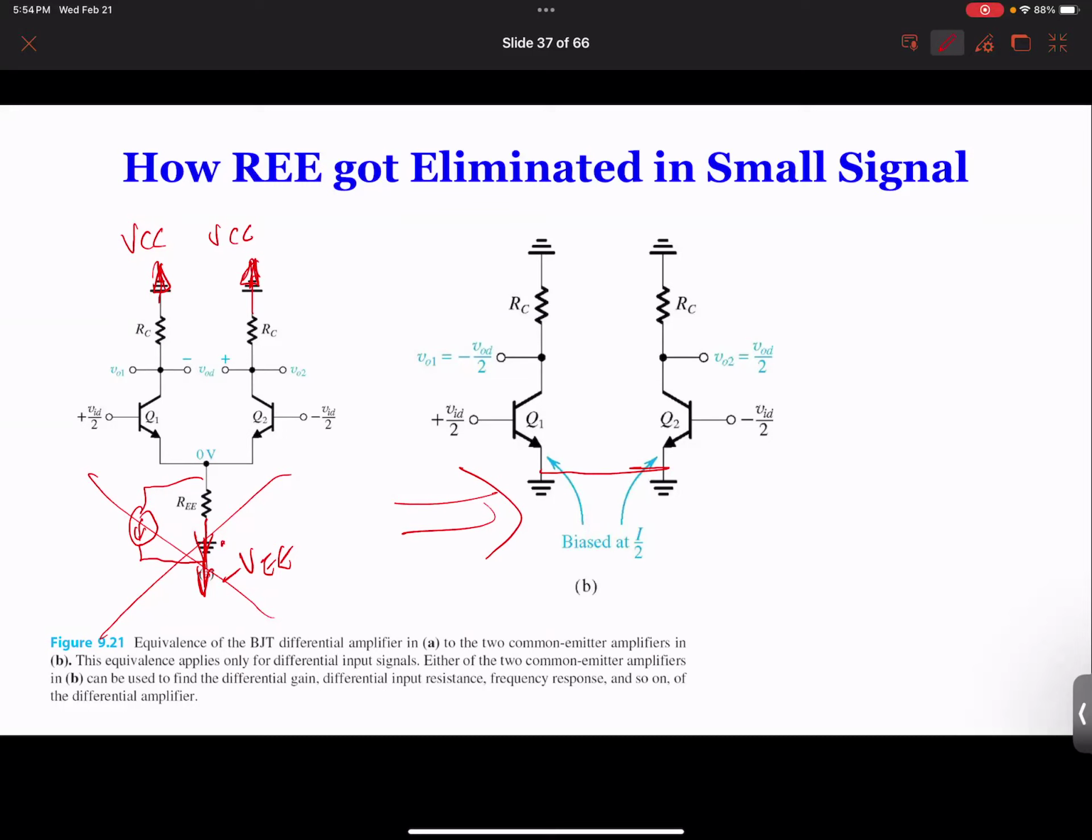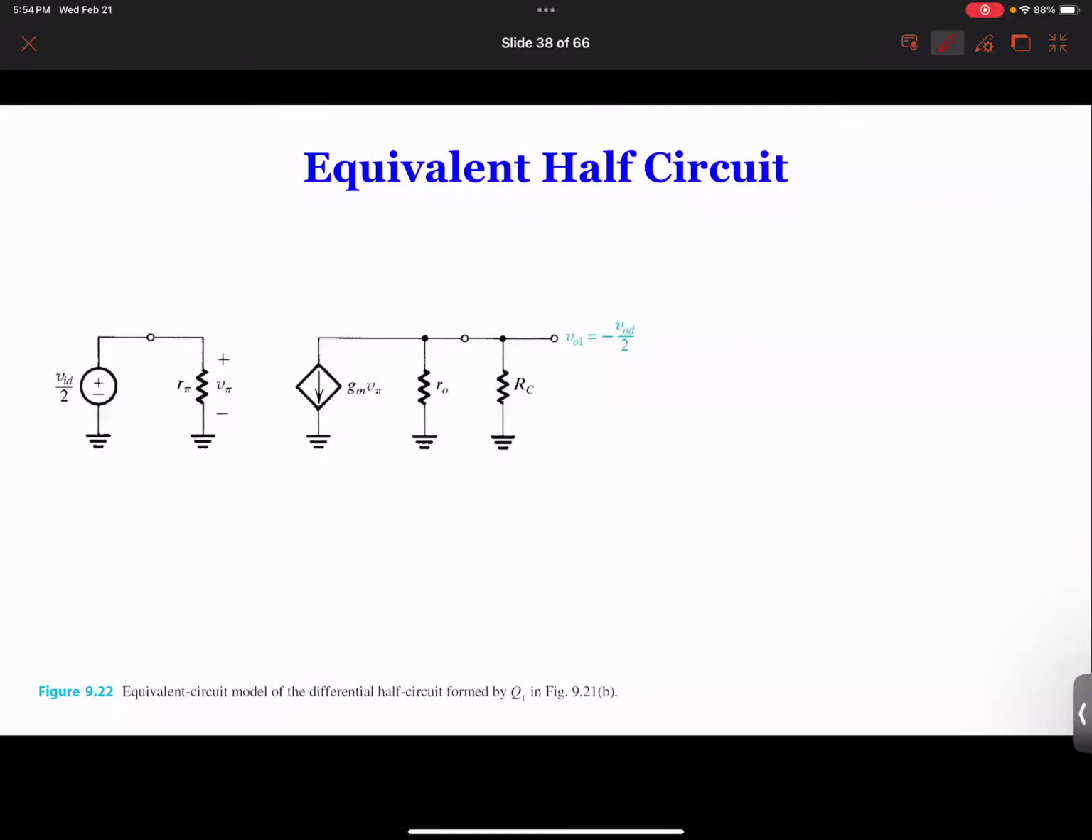Okay, since they're ground anyway, we can separate this into two different grounds. Now you can calculate half circuit and half circuit. That's why we already did that. So this is a half circuit on the side, and you guys already saw it earlier.